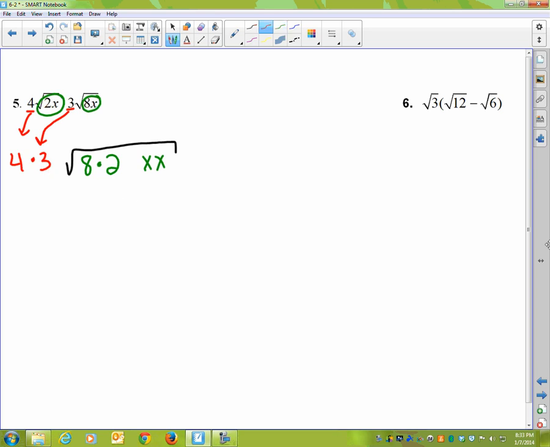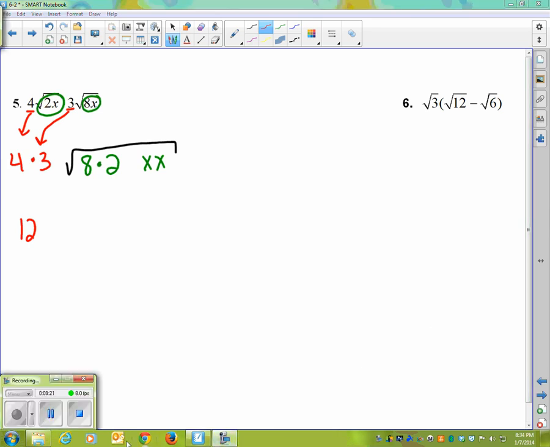Four times 3 is 12. And then go ahead and simplify what's inside the radical. Push pause and check your answer.